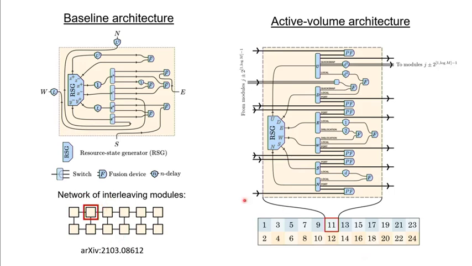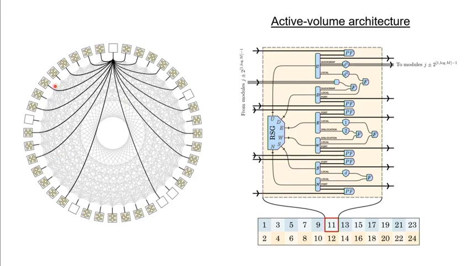The active volume modules that we describe in the paper are very similar. Their main difference lies in an increased number of switch options that are used to switch between a logarithmic number of different neighbors. So we still have a network of interleaving modules, but the increased number of switch options allows each interleaving module to route its photons to a greater number of receiving modules. And that way, the switch from baseline architecture to active volume architecture implies only minor hardware changes in a photonic implementation.